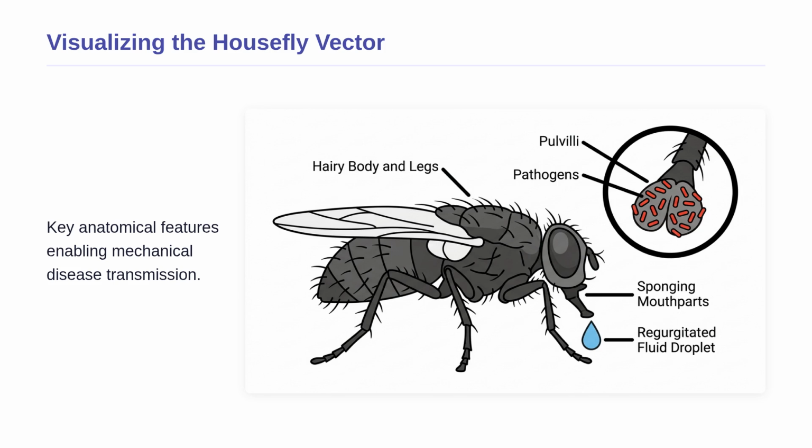Now look at the magnified circular inset focusing on the foot. These are the pulvilli, the sticky foot pads we just discussed. You can clearly see how bacteria and pathogens physically adhere to these pads. Every time the fly lands, it leaves some of these hitchhiking pathogens behind.